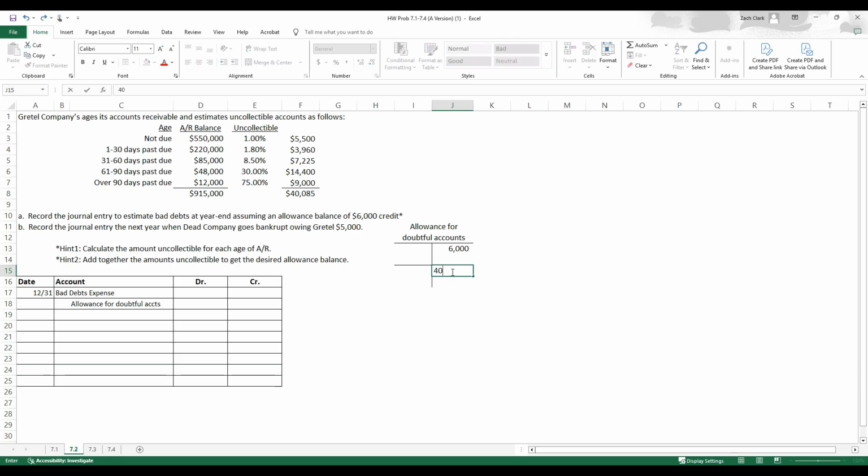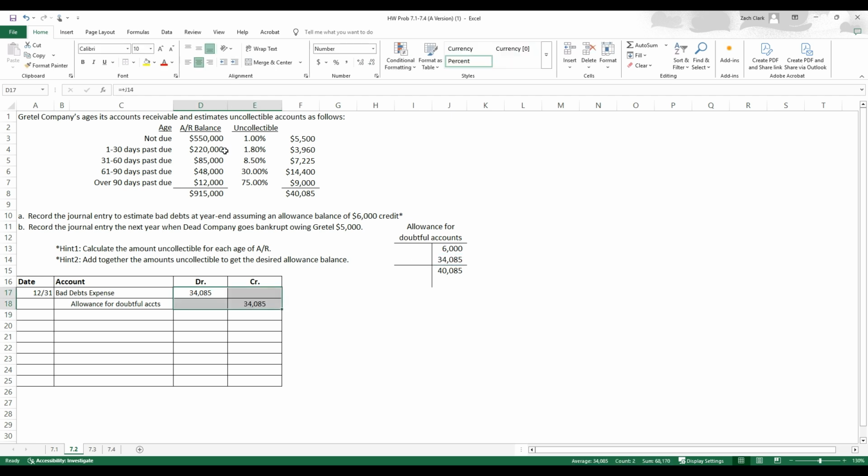We're going to want to end up with $40,085. And so to do that, I'm just going to put that as the ending amount and then back out what we already had, and we end up with $34,085. So that becomes our bad debts expense, because we already have some bad debts allowance amount here of $6,000 already there. So we don't need the full thing. And we can just say aging estimate bad debts. Okay. So that's our AR method, the aging method.